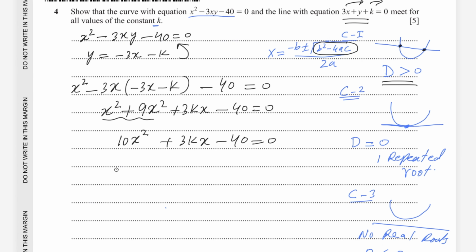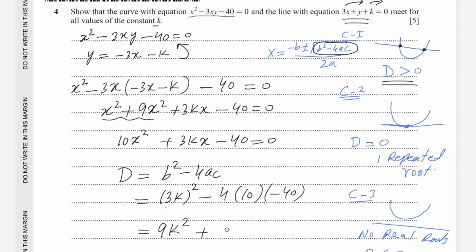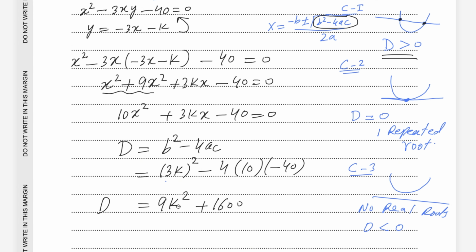From here, you can find the discriminant. Discriminant formula is b squared minus 4ac. As I told you earlier, this is called the discriminant. So in quadratic, the coefficient of x squared is a, coefficient of x is b, and the constant term is c. Substitute the values. b is 3k, so 3k whole square, minus 4 into 10 into minus 40. And we'll get the result as 9k squared, and plus it will be 1600. So discriminant is 9k squared plus 1600.